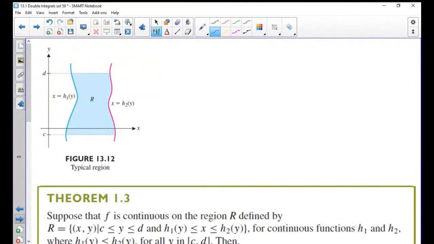Now, sometimes you have regions in this form, where the region R is defined by X going from a function of Y, H1, to another function, H2, like this.